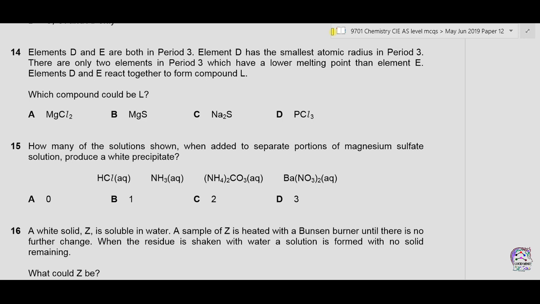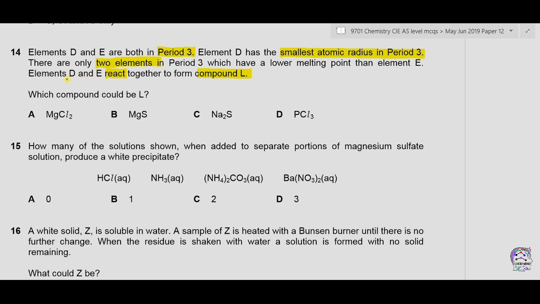Question number 14. Elements D and E are both in period 3. Element D has the smallest atomic radius in period 3. There are only 2 elements in period 3 which have a lower melting point than element E. Only 2 elements have a lower melting point than E. Elements D and E react together to form compound L. Which compound could be L?